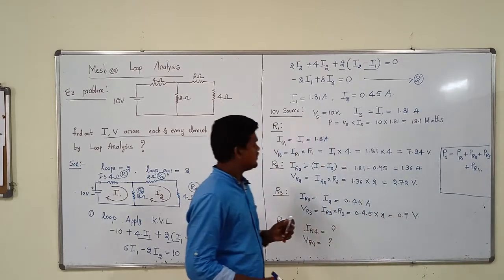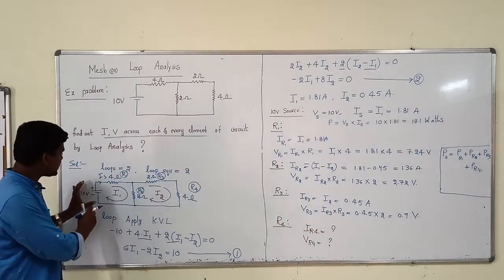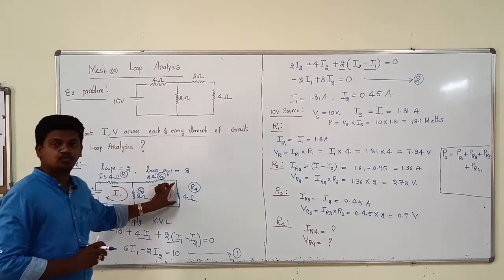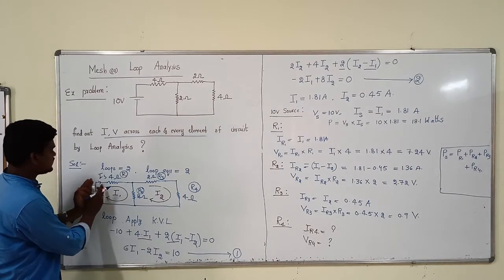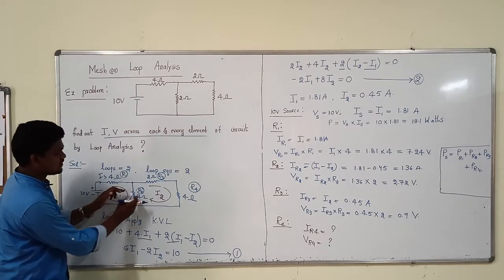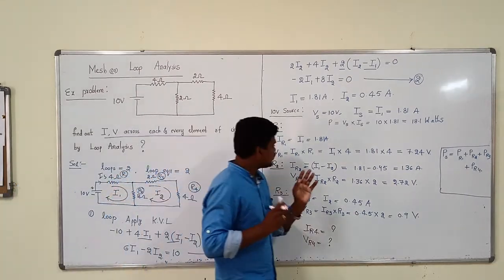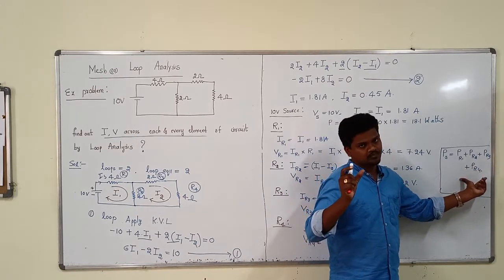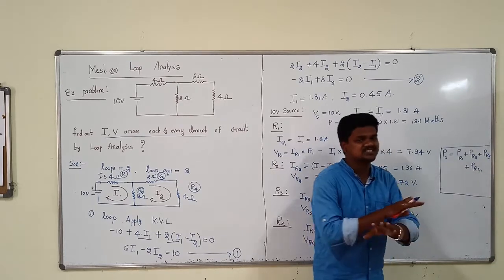Understand? This is the source. It will supply the power to the 4 ohms resistor, the 2 ohms resistor, the 2 ohms resistor, and the 4 ohms resistor. So this source power will be supplied, and each resistor will absorb the power. That's why I write these equations. If you find out each and every power and it is satisfied, then your currents, your answer, will be correct. If it is not satisfied, it is not correct.